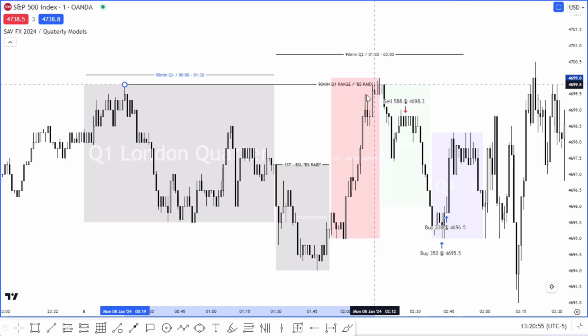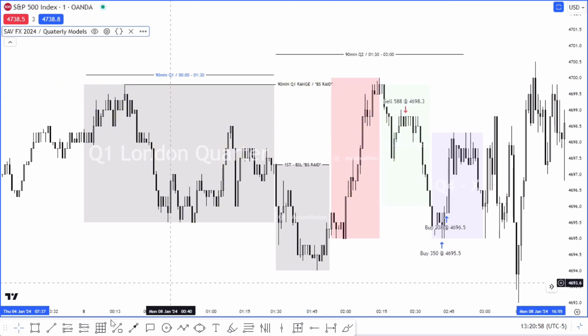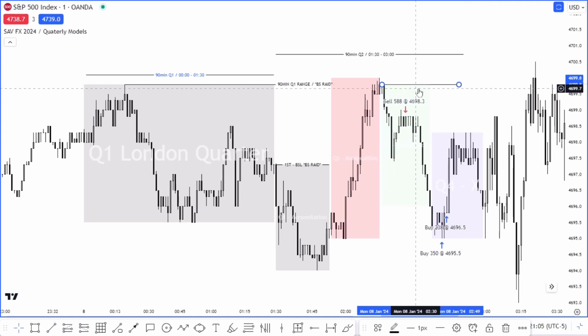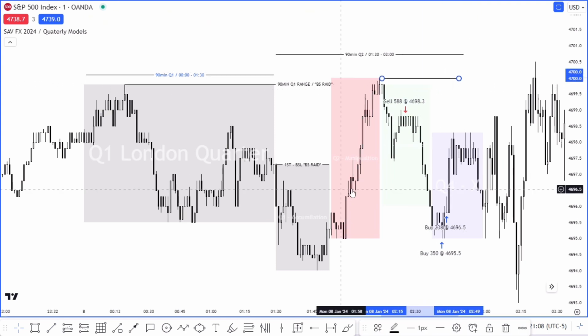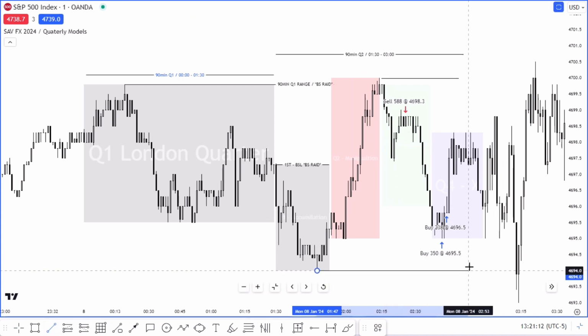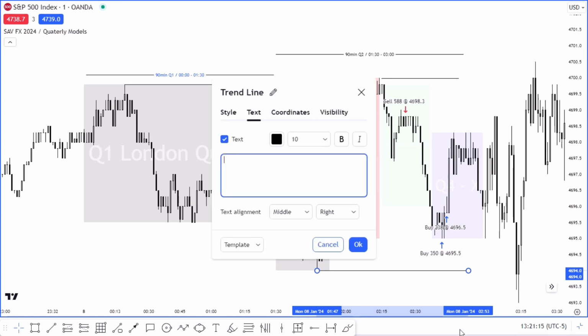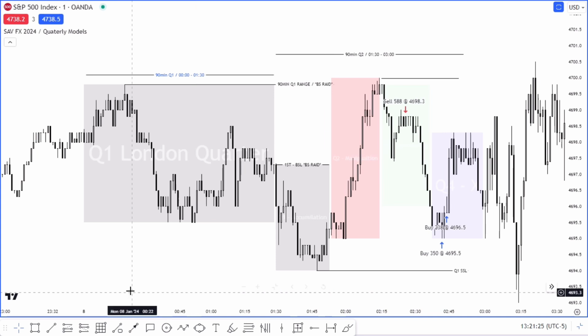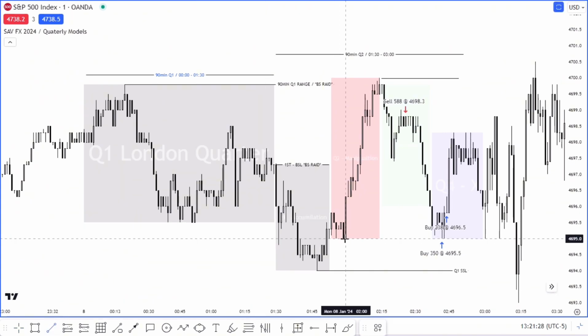And our kill zone would be simply the beginning of Q3 heading into Q4. Then our drawn liquidity, best case scenario, would be the Q1 sell side liquidity. That's initially our drawn liquidity best case scenario. But usually I just target the first and most obvious one, which was this one.